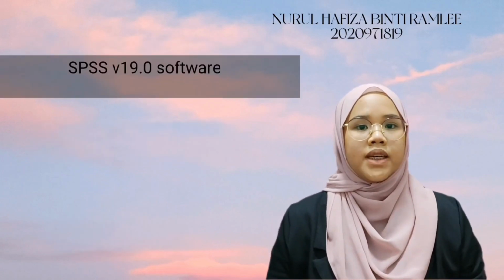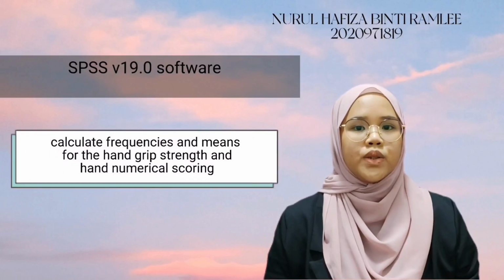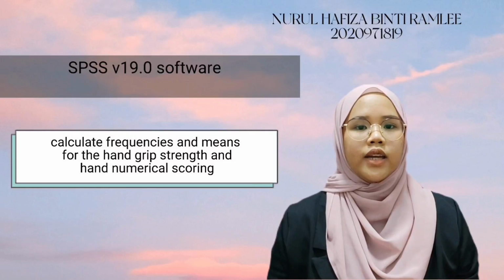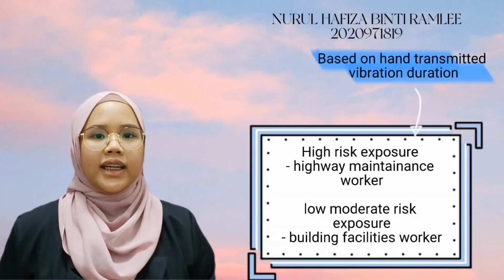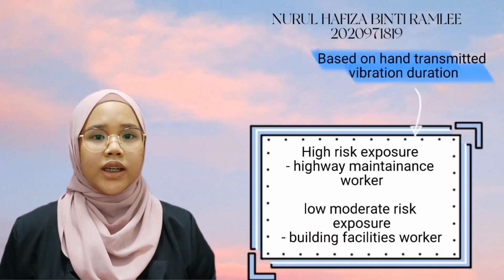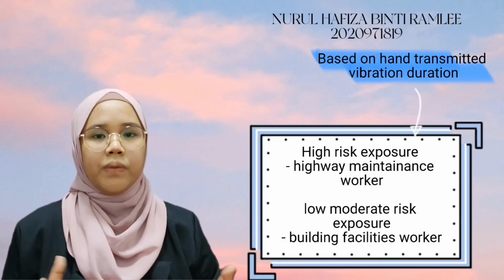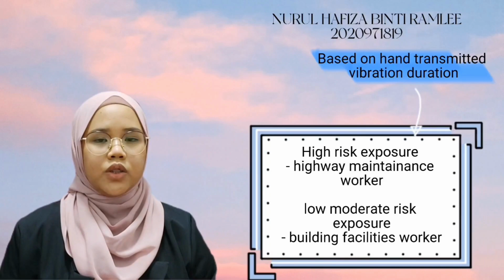Meanwhile, SPSS version 19 software was used to calculate the frequencies and mean for the hand grip strength and hand numerical scoring. Highway mainline and building facility grass cutting workers are the high risk exposure group and the low to moderate risk exposure group, based on the hand-transmitted vibration duration.